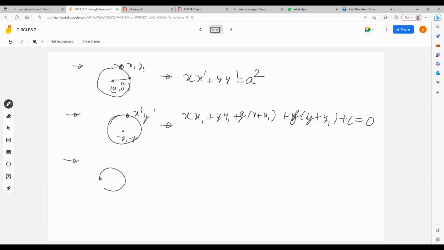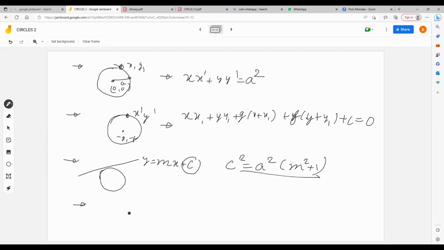Now again, if this is a circle, and this is a line, y equals mx plus c, then if we need to find the c such that this line is a tangent to this circle, then c square equals a square into m square plus 1. And the last thing, that if this is a line L and this is a circle C with a center C, then the distance of line L from C should be equal to the radius.